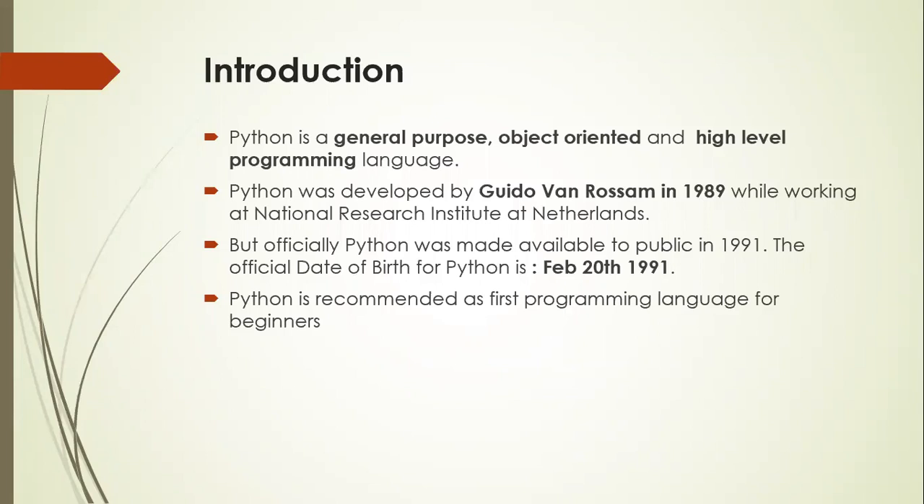Okay, who developed Python? So this is the guy, Guido van Rossum. In 1989 he developed Python. Mainly it came into the market, the official date of birth, on Feb 20th, 1991.